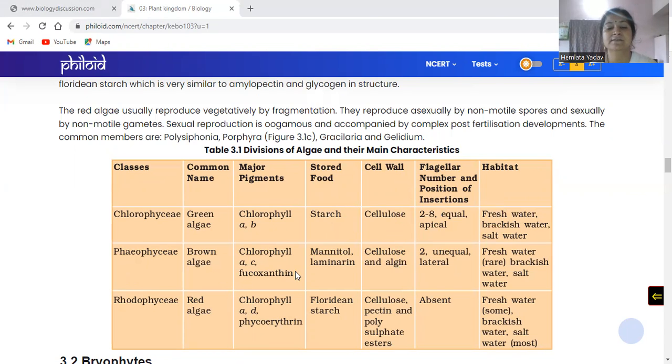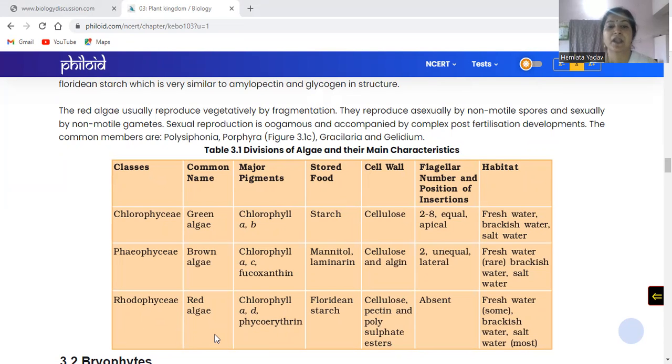Phaeophyceae, brown algae, these have the pigments chlorophyll a and c, xanthophylls, fucoxanthin. Mannitol and laminarin are their stored food. The cell wall is cellulose, and on the outer side there is algin. Flagella are 2, unequal, with lateral insertion. Habitat is fresh water, rare brackish water, and salt water. So brown algae are rarely found in fresh water. They are mostly marine. So it's written rare.